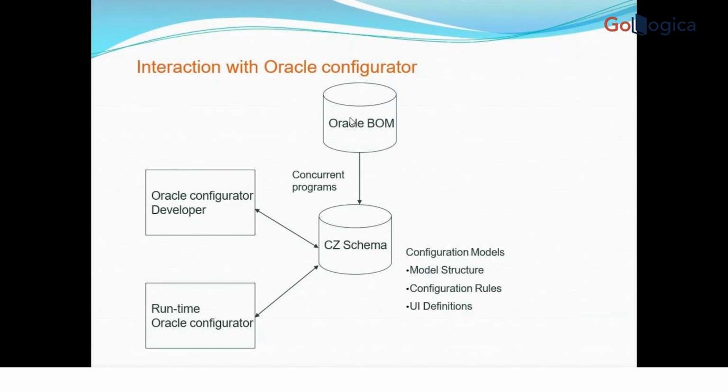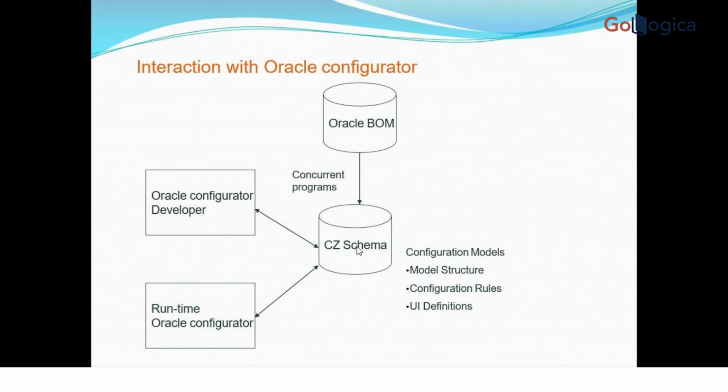When you create a bomb, from the bomb we bring the data into the CZ schema. This CZ schema is your data hub or configurator hub, you can say. Wherever you're developing the models, the configurator developer will refer to this CZ schema only. When you launch the model from the OEM, it also looks here. Whatever changes you make, when you publish the model, it resides here, and that only will be shown to the runtime Oracle configurator.